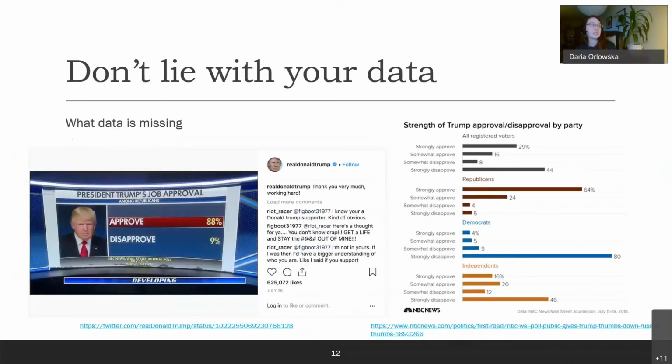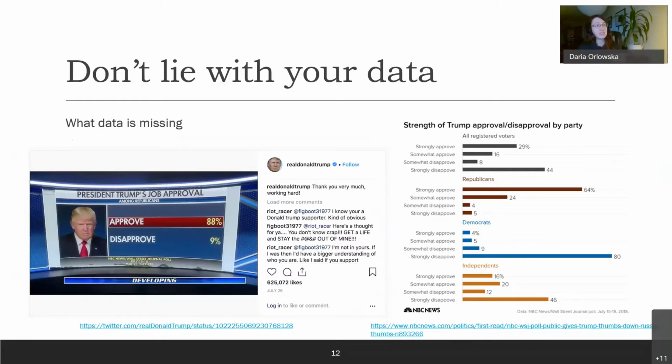Additional things. What data is missing is a question that you should always be asking yourself when you're looking at data visualizations. For example, on the left-hand side, we have a tweet by the president with some data about approval ratings among Republicans, which is very small, but it is still there, saying 88% approval, 9% disapproval. There is a source, so that is great.